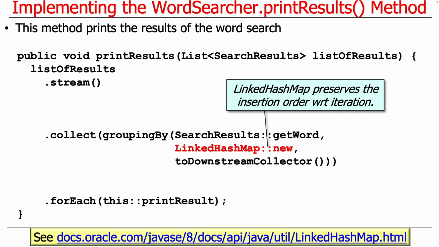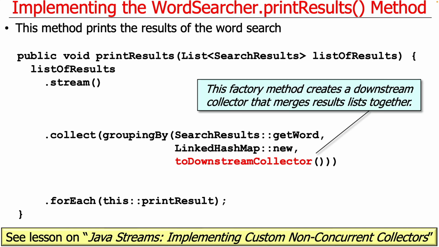And that way, if you want to iterate through stuff, as we do here when we get to the forEach method, as we'll see in a second, we can print them out in order, because we want them to come out as do, re, mi, fa. We don't want them to come out in some random hashed order. And then the toMap downstream collector is a factory method that creates a downstream collector that merges the result lists together. We'll talk about that when we get into implementing custom collectors later.